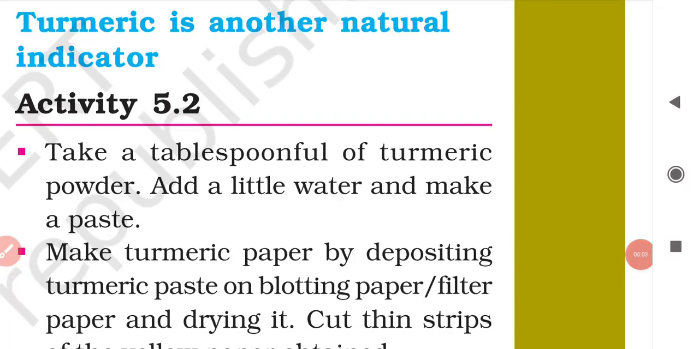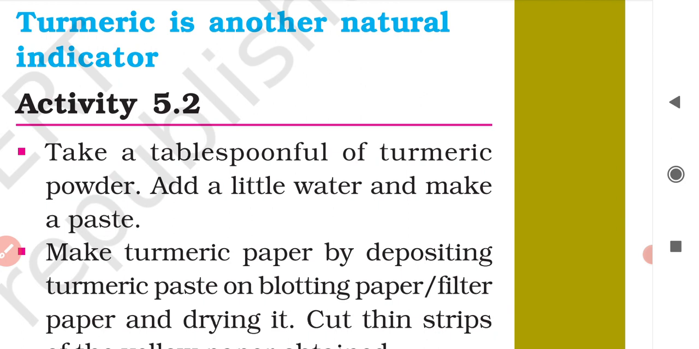Today in this video we will be discussing another natural indicator, that is turmeric. In the last video we discussed litmus, which is a natural indicator. Today's indicator, turmeric, is also a natural indicator.